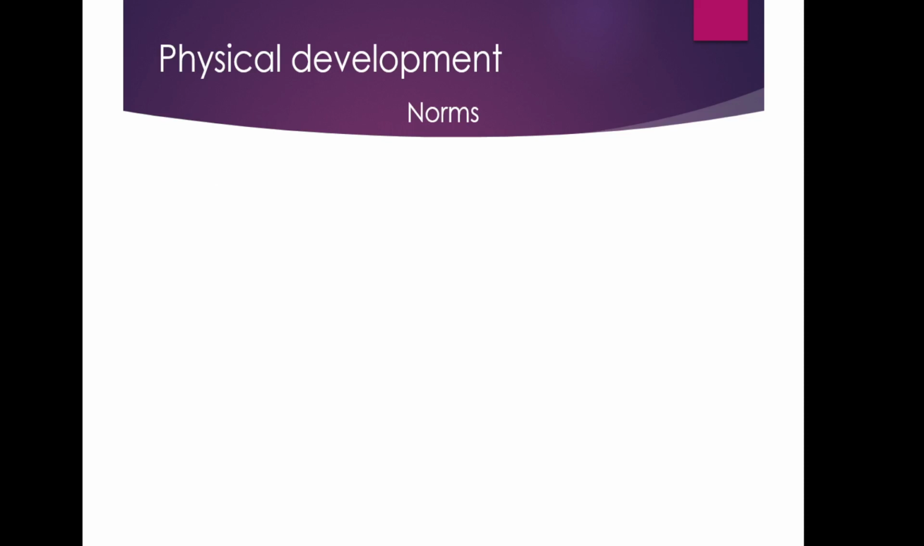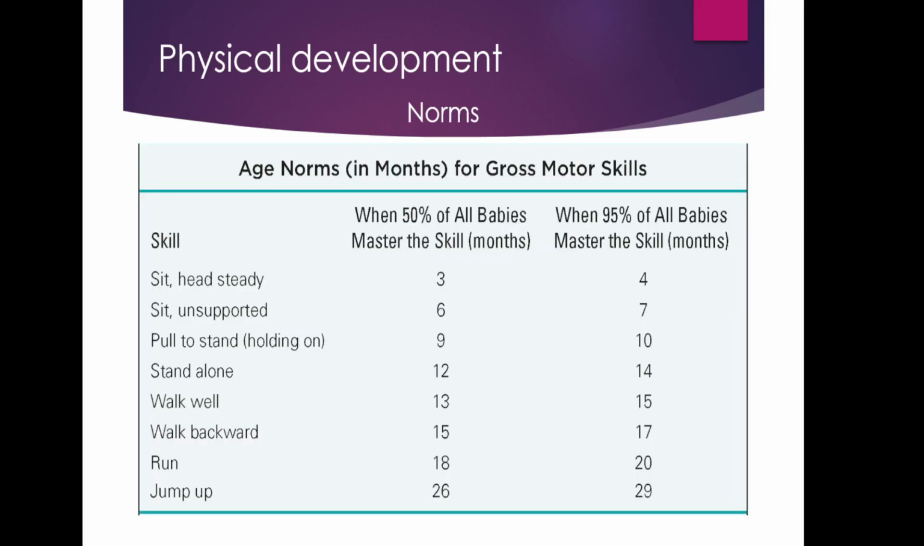So that's one example. Another example of norms would be the acquisition of what we call gross motor skills. We'll talk more about this in the next age bracket, but gross motor skills are being able to move your large muscles, to sit, for example, to stand or walk, to run or to jump. Those are gross motor, big muscle skills. So we have two columns. One says, this is the age when 50% of all the babies who have been measured have achieved this skill. And the right-hand column is when 95% of all babies have mastered the skill.